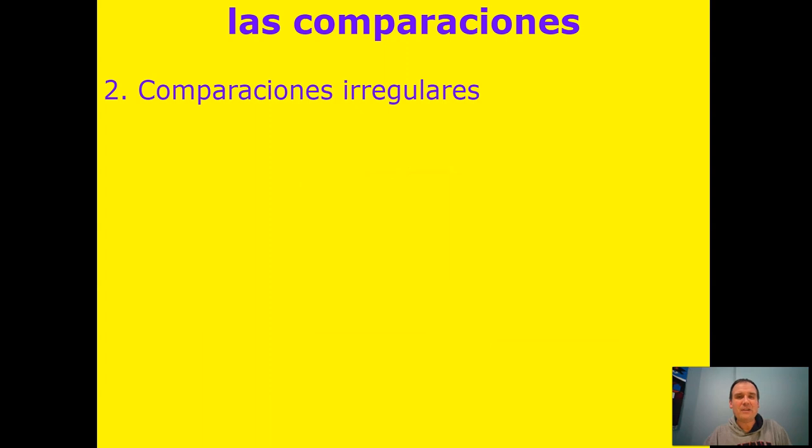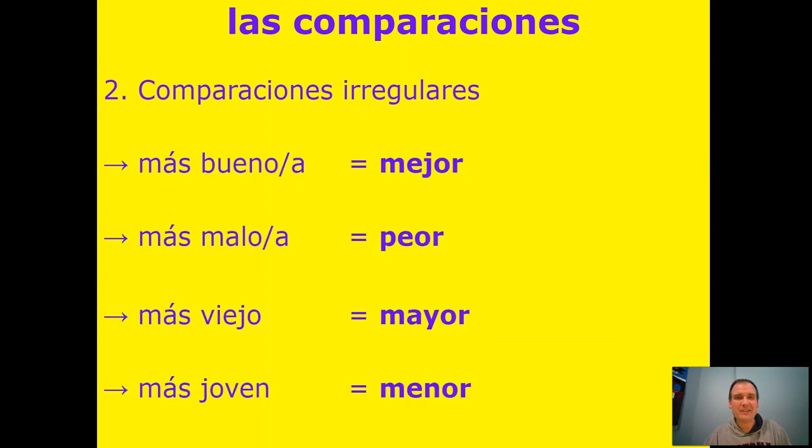Now, one thing to note, a few of these are going to be irregular. All right, instead of saying más bueno, we want to say mejor. And instead of saying más malo, we want to say peor. With más viejo, we're going to change that one to mayor. And más joven, we're going to change to menor. So we want to jot these four down. These are four of our irregulars that we're going to practice with a little bit as well.